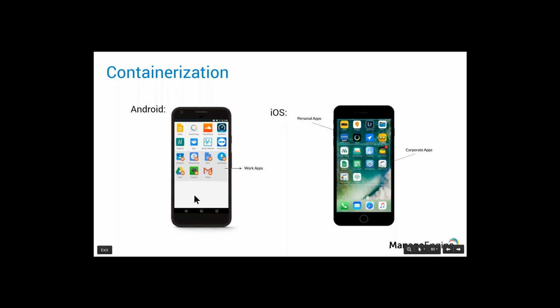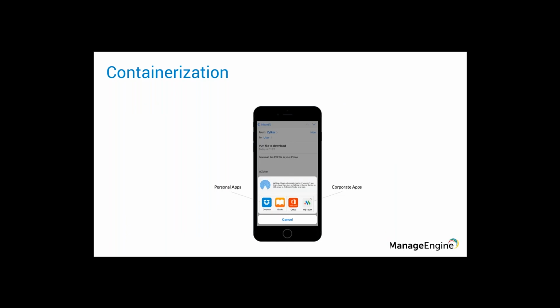They would have a small badge icon on them, and the content or the data that is present within these applications would be safe and cannot be distributed to any other personal application. But when it comes to iOS, that's when the trick starts, because iOS does not support a containerization feature. So the personal applications would be in the same page of the corporate apps as well.